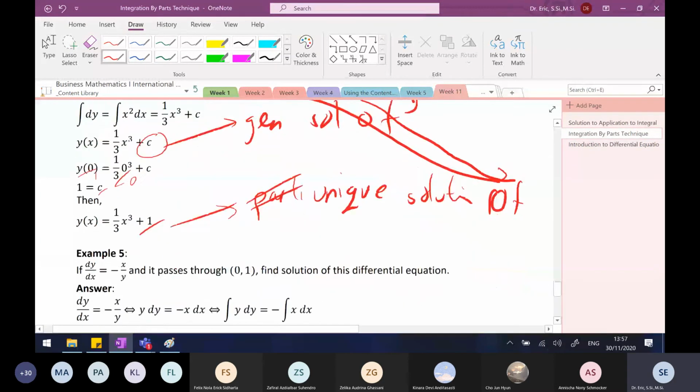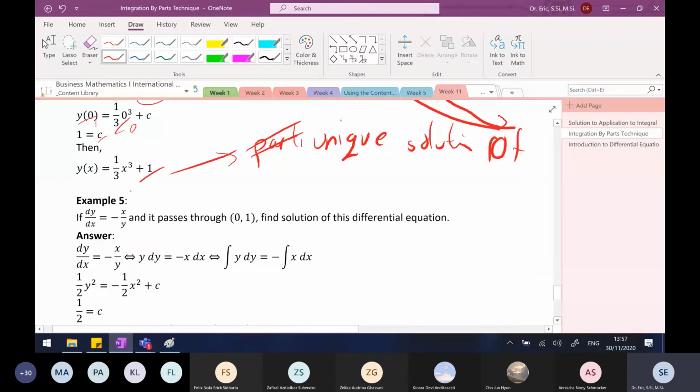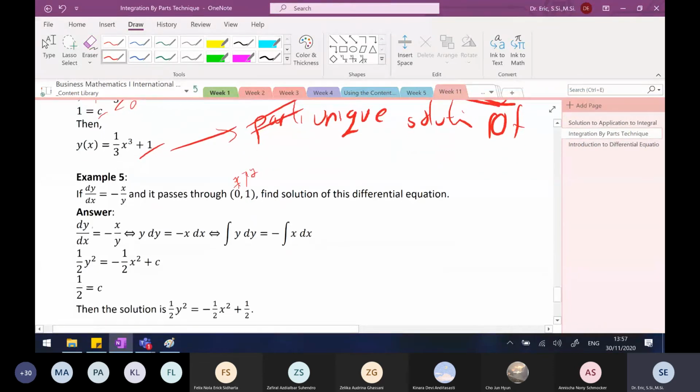Okay, but what about this one? dy/dx equals minus x divided by y. And it passes through (0, 1). This is x and this is y. Find the solution of this differential equation. Let's see. dy/dx is minus x divided by y. I can separate the y variable and the x variable. So I can multiply this to the other side and this to the other side. So you have this.